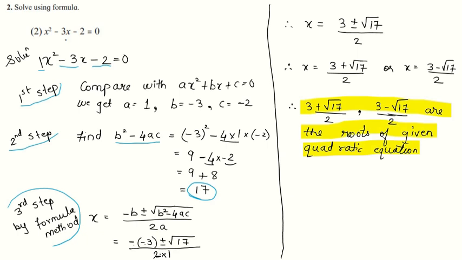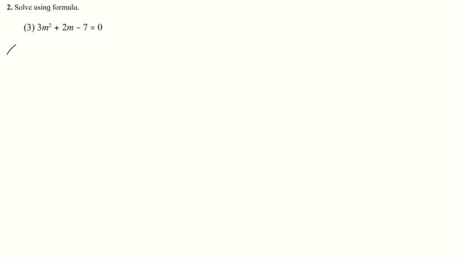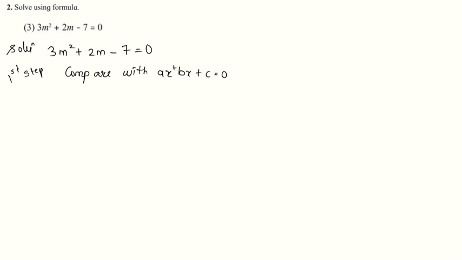Let's move on to the next question. The next question is 3m square plus 2m minus 7 is equal to 0. Here we will need to find the value of m. Okay, so the first step is to compare the given equation with the standard form, ax square plus bx plus c is equal to 0. We get a is equal to 3, b is equal to 2, and c is equal to minus 7.